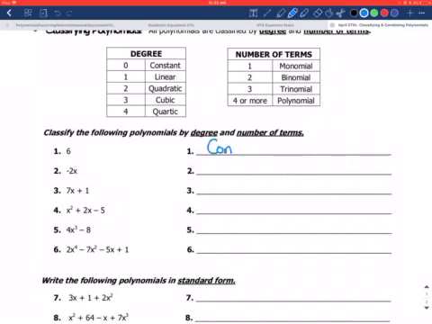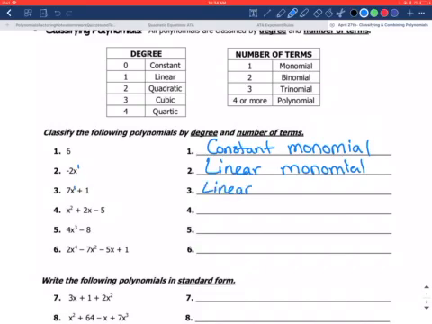So for number 1, our degree, that would technically be x to the 0 power, right? So our degree here is 0, so that's a constant, and it is one term, so we have a constant monomial. For the second one, our degree here is 1. We do have a 1 above that x, so that will be a linear, and then there's only one term, so it's a linear monomial. Here we have another linear, but now we have two terms. Again, terms are split up by plus and minus signs, so this is two terms, so we'll call this a linear binomial.